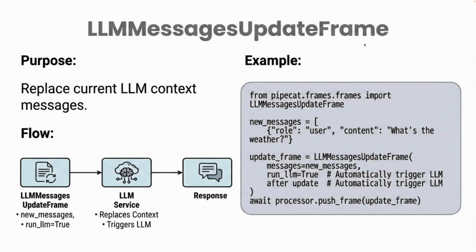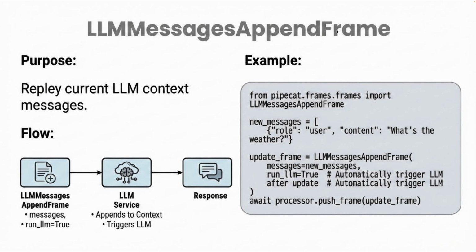Then we have LLM message update frame. So let's say we want to update the message fully. We want to replace current LLM context messages. We can use this LLM messages update frame to update the context. It is as simple as this. Like you can see the example. We have some new messages. We are not appending. This is updating the full messages. So yeah, this is the LLM message update frame.